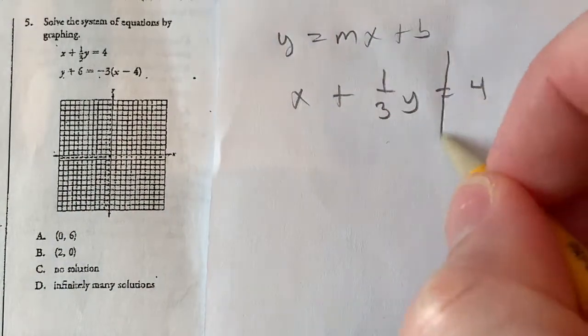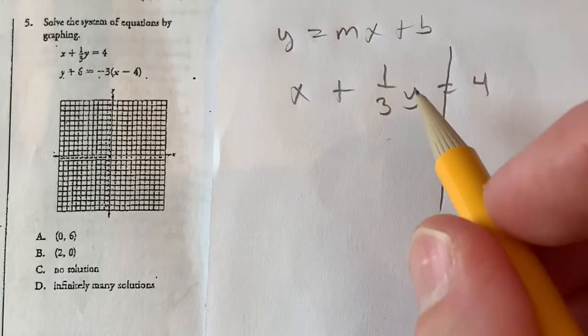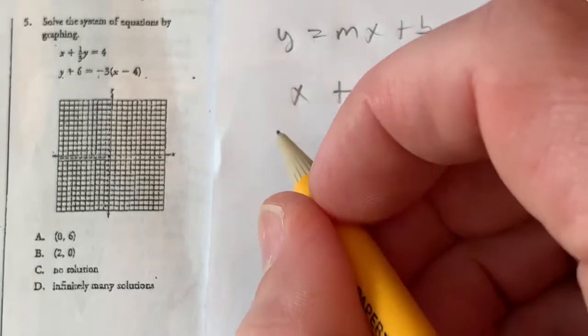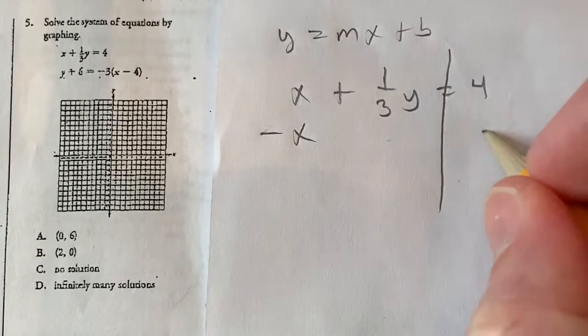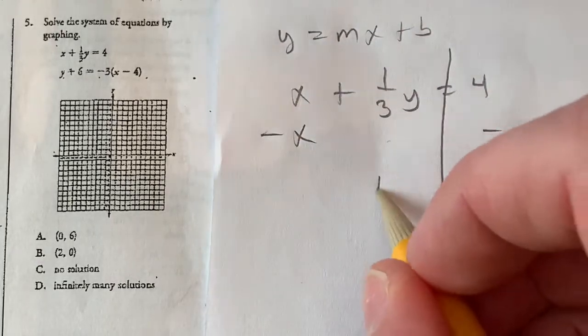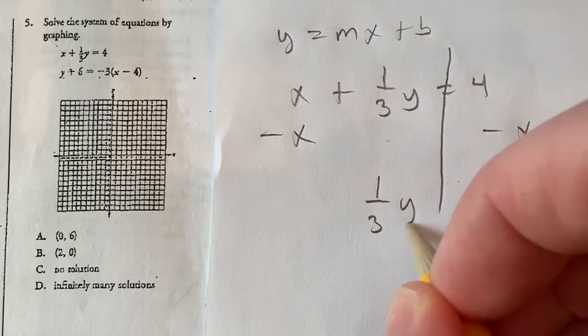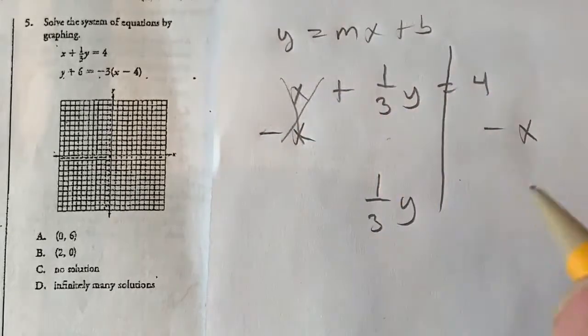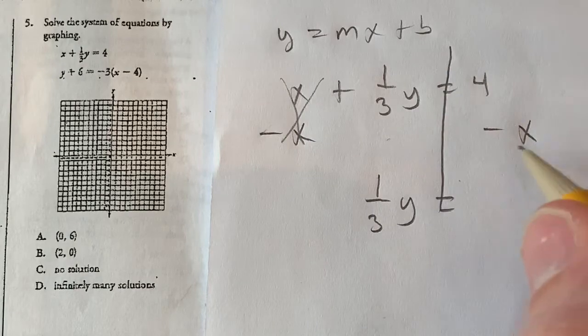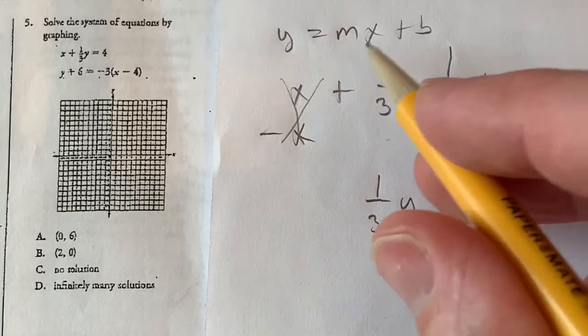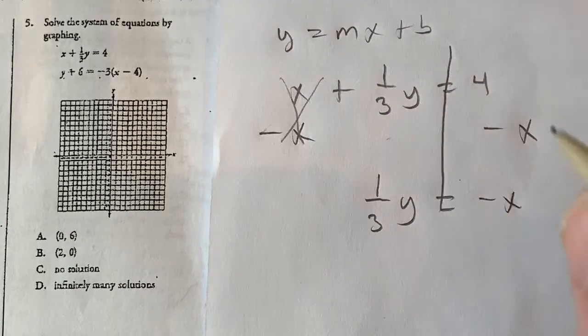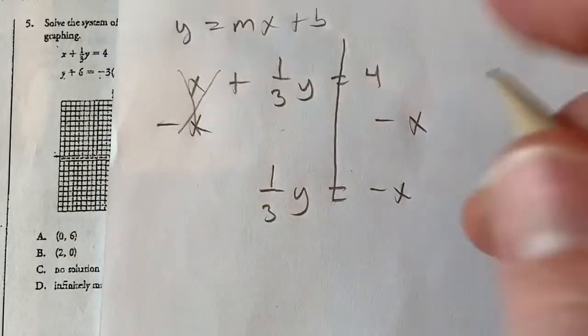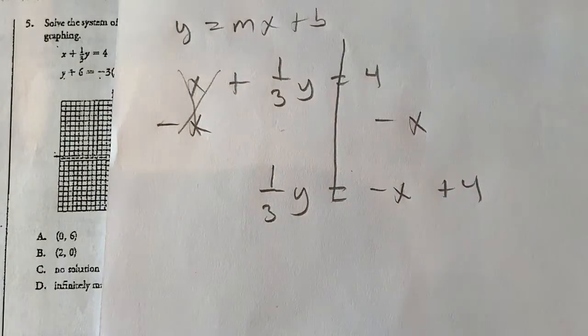Okay, once again, we want to get it to be y equals mx plus b. So here's my y. I'm going to deal with this x first by subtracting it because it's positive. So I'm going to bring down my 1/3 y because these canceled. And then I'm going to rewrite this x term first because I want my mx first. So minus x. And then this 4 is positive, so we're going to go ahead and write that as plus 4.